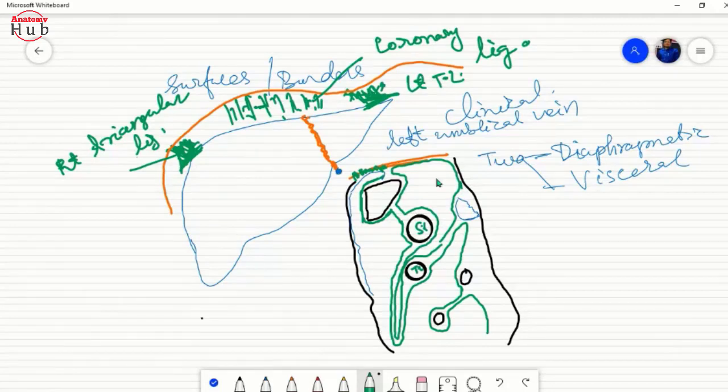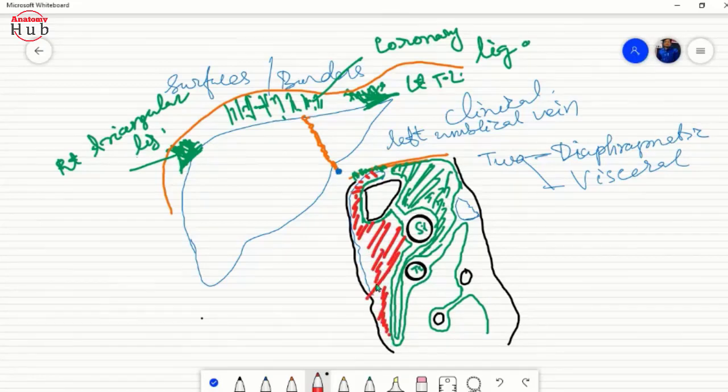Right, now here we have one sac. You can see this whole area is one sac, right? So this is the lesser sac present over here, and here you will find another sac, right? Here you can see. So this is another sac. This is your greater sac, right?